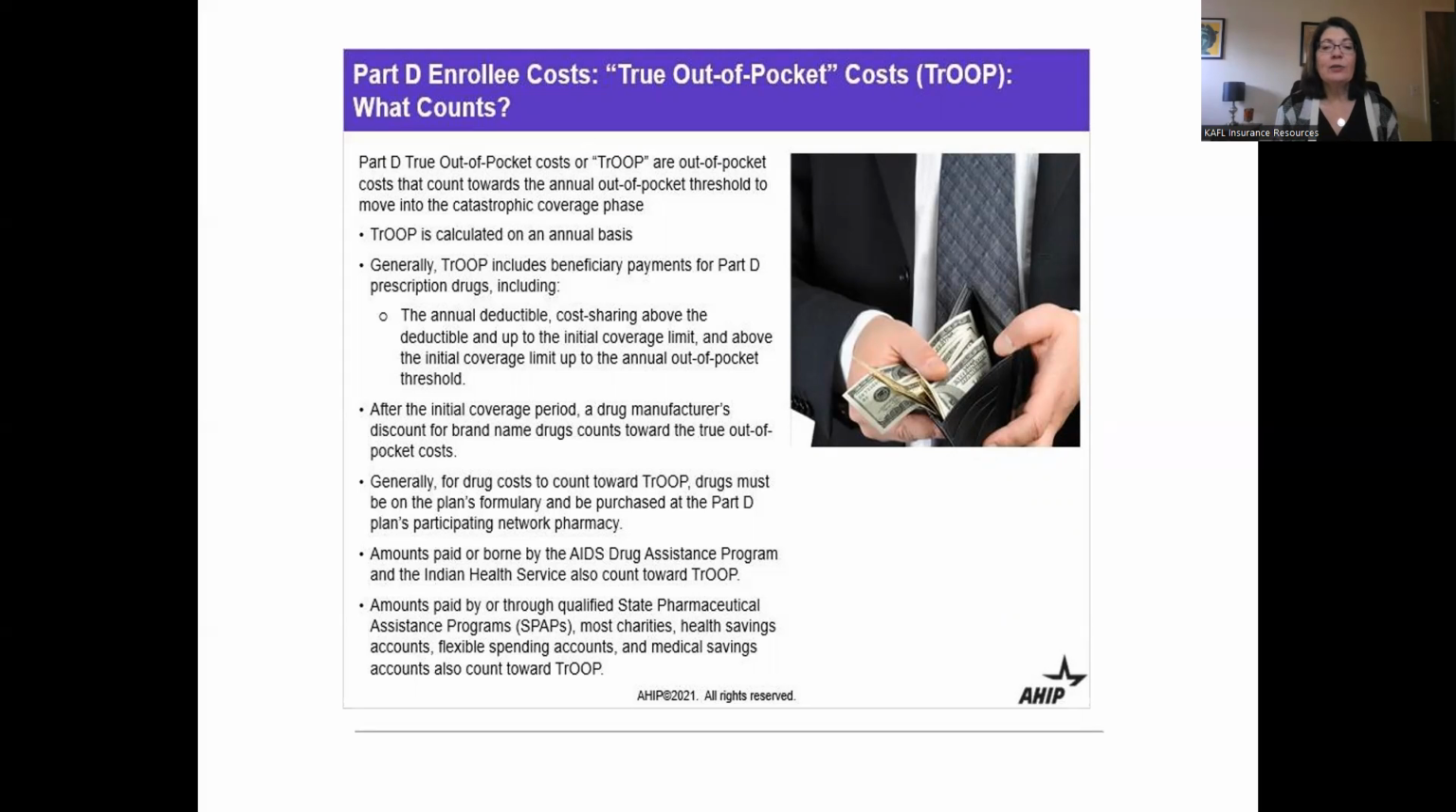So for drugs to count towards the true out-of-pocket cost, they must be on the plan's formulary and must be purchased at a participating network pharmacy. There are a few that don't count towards TROOP, and that's going to be on the next slide. Okay.